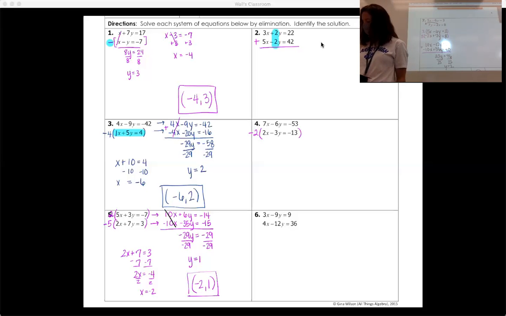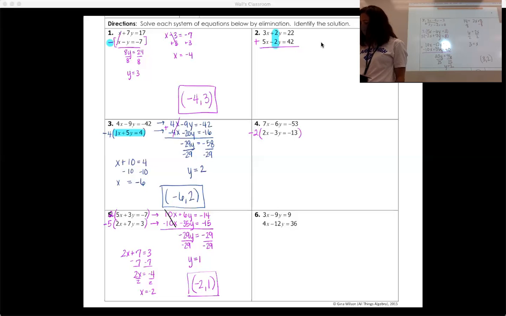I'm going to choose the second one. So 14 equals 2x plus 8. Subtract 8, and divide by 2. And x is 3.